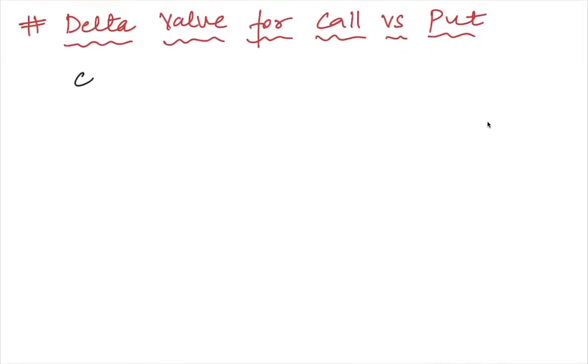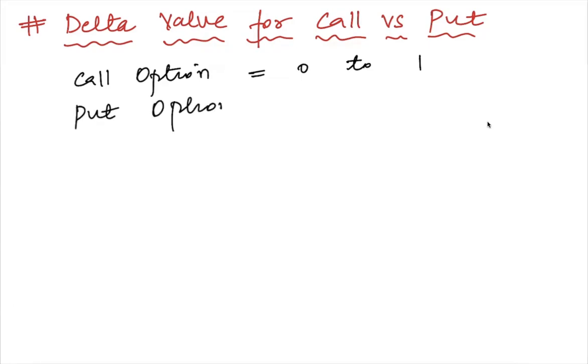Okay, so for a call option, delta will be 0 to 1. And for a put option, delta will be 0 to -1. So for a call option you see delta to be 0 to 1, and for a put option you see delta to be 0 to -1. But what does this mean? Let me explain, because that will make you understand it much better. But let me first simplify further, and then I'll explain what it means.